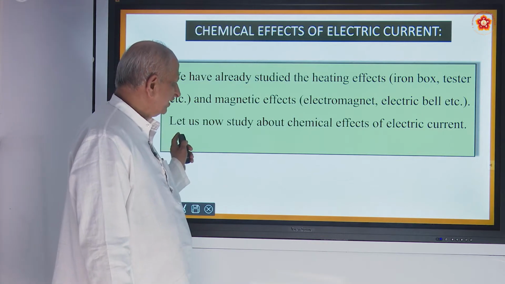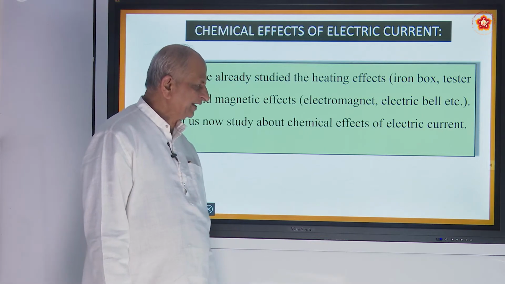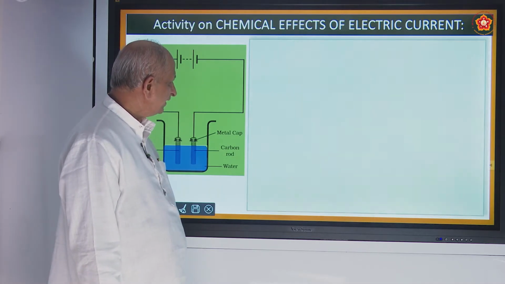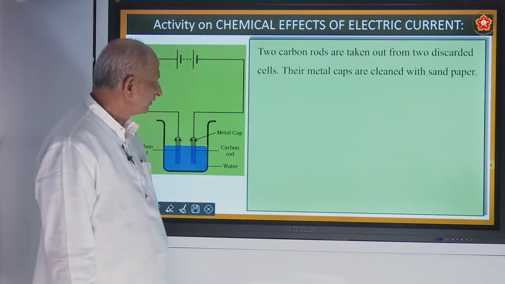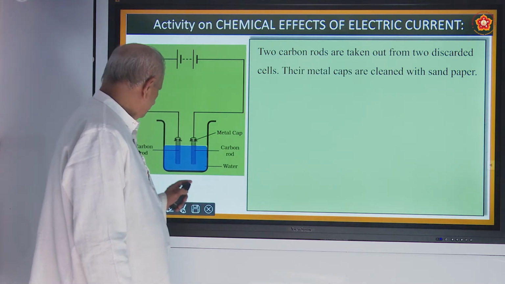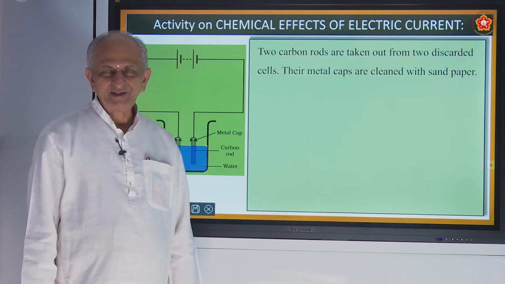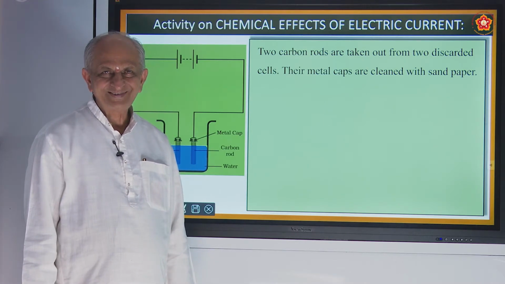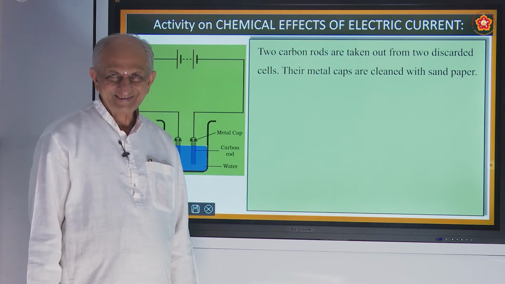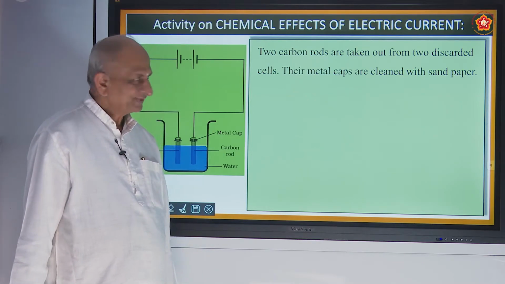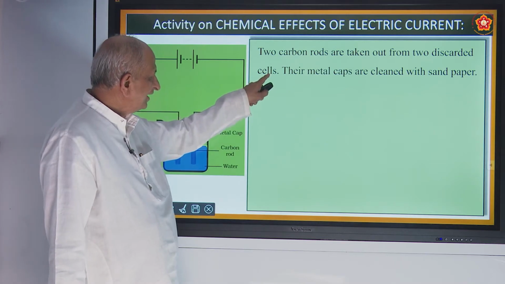Let us now study about chemical effect of electric current. So one interesting experiment or activity you can do here now. So these are 2 carbon rods. Where can you get carbon rods? Yes, actually the carbon means here graphite rods. They are available in the discarded cells.